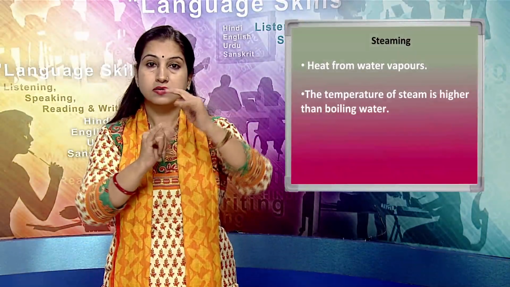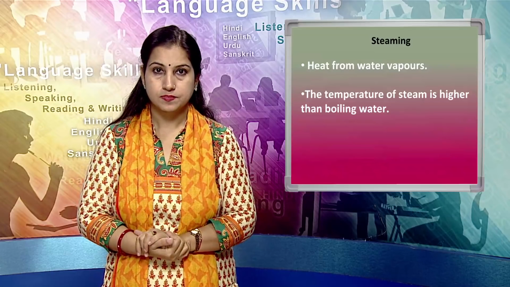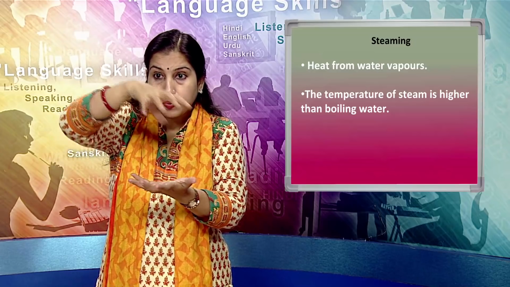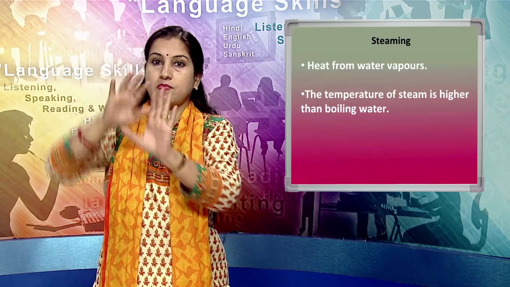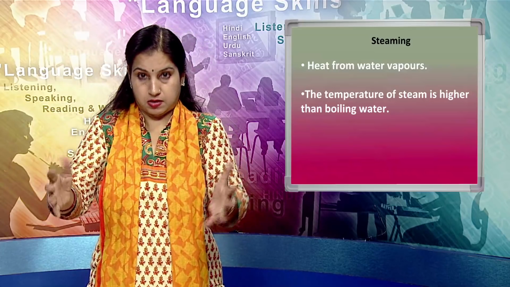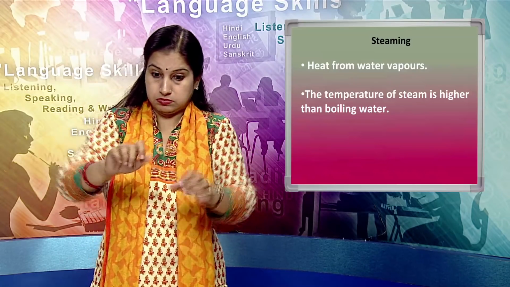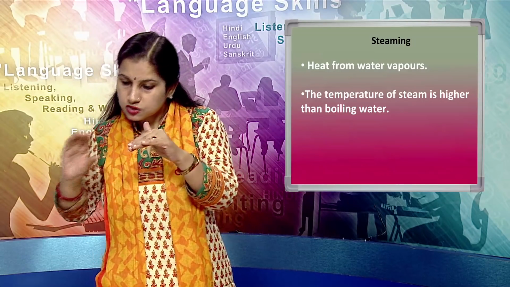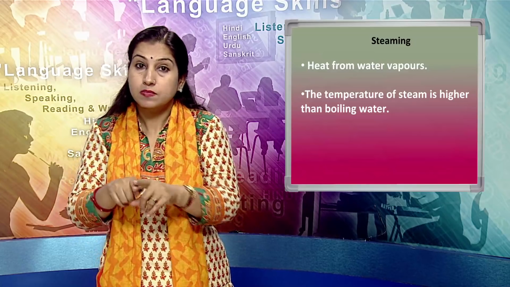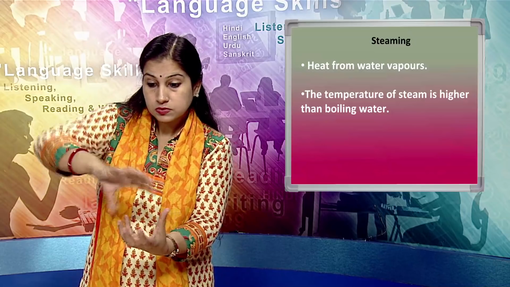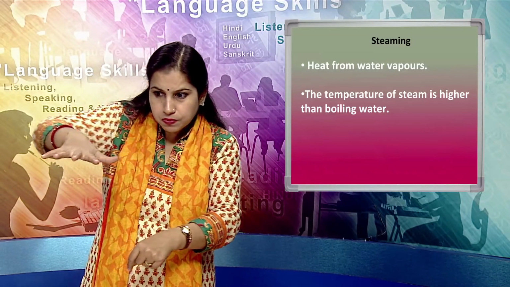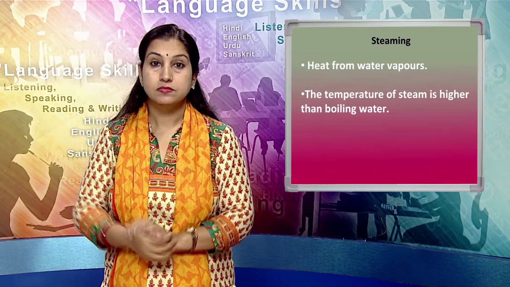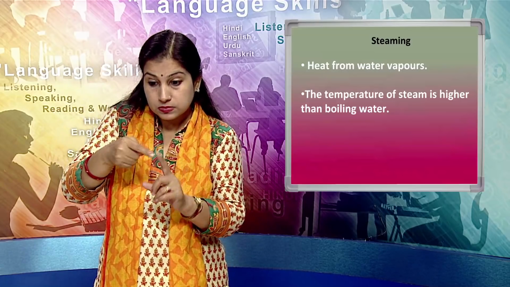The other point is steaming. Food is cooked with the heat from water vapor. Water is boiled in a big container with a tight lid. The food is kept in the smaller container. On boiling of water, steam generates and the food kept in the surrounding cooks faster. The temperature of steam is higher than the boiling water.